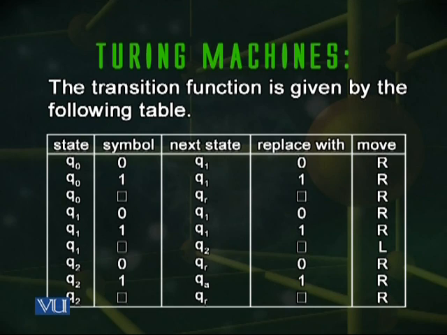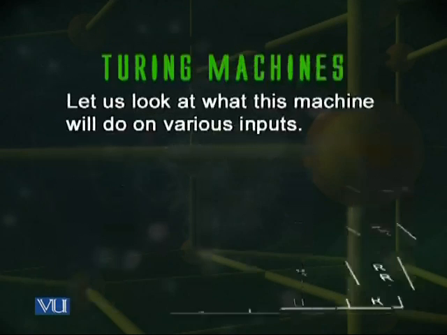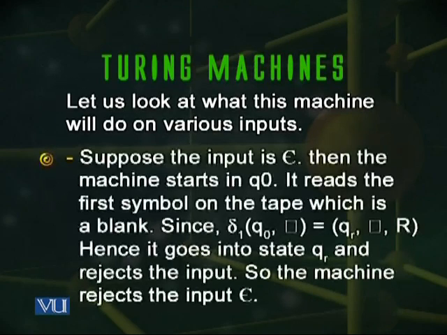If the machine is in state Q2 and reads a 1, then it goes to the accept state. Once again, I have not specified what this machine does when it reaches the state QA or QR. That's because QA and QR are halting states, and after that, the machine will not compute anything. Let us see what this machine would do if we were to give it the empty string as an input. Well, the transition function says that it would immediately reject the empty string.